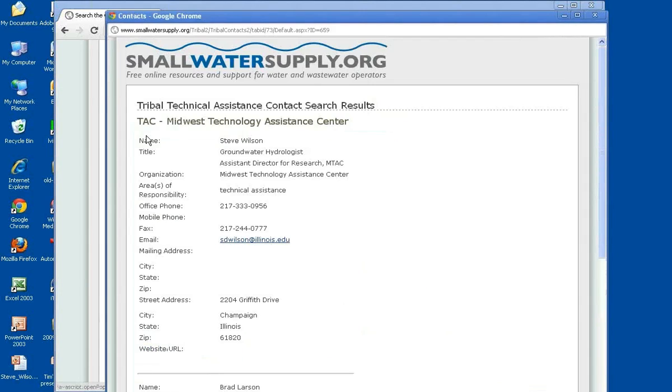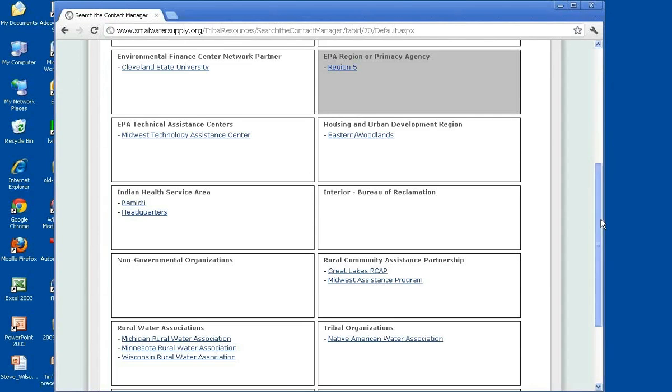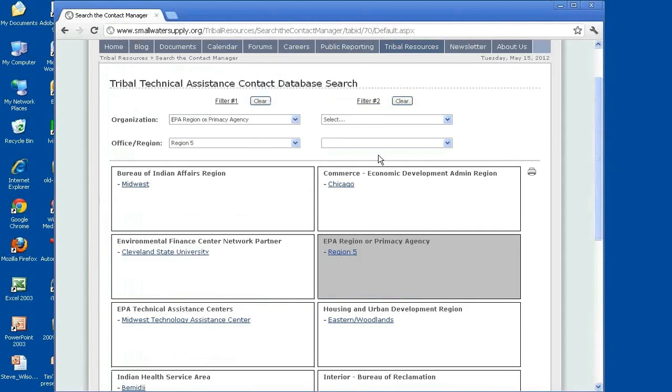And so if we click on one of these, it gives you the contact. And so that way, as a TA provider, you can reach out to the other TA providers or agencies to try to coordinate efforts a little better. And so that's what this was built for.